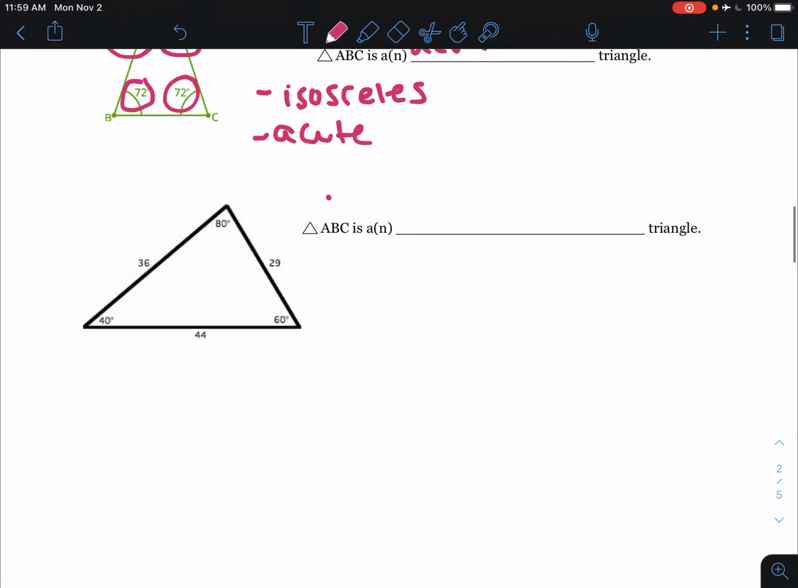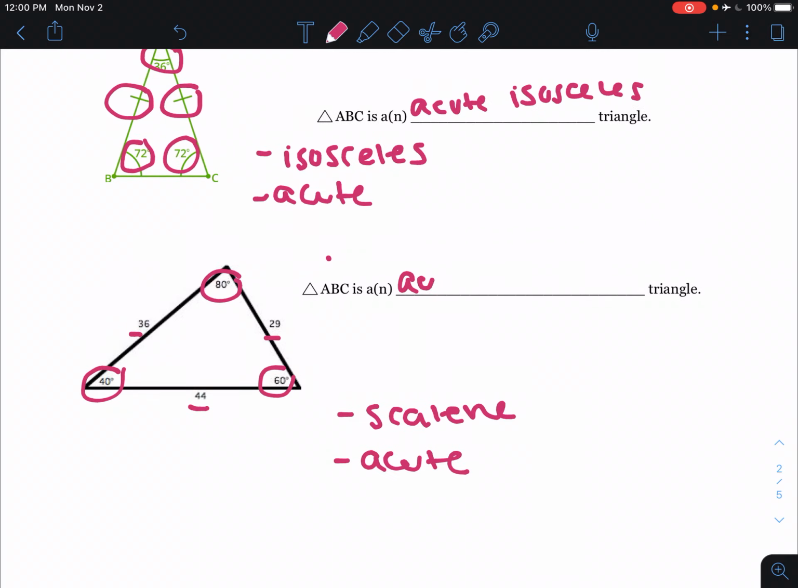Finally, I have this one. It has three different side measurements. So that means that it's a scalene. And it has three different angle measurements, and they're all acute. So that's going to be an acute scalene triangle. All right, now you give it a try.